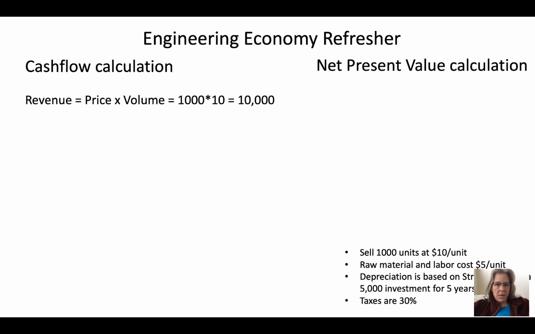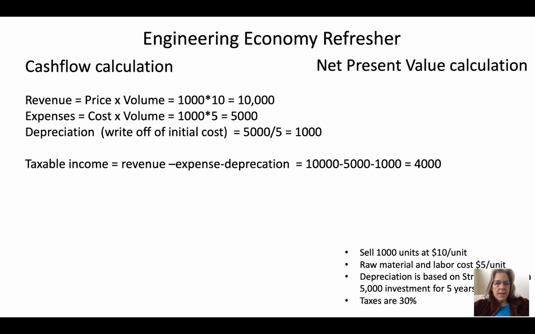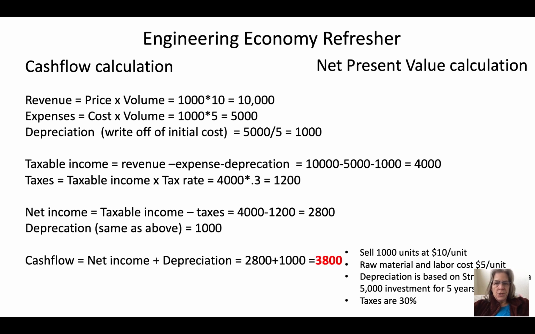Revenue is equal to price times volume. Expenses are equal to cost times volume. Depreciation, which is the write-off of the $5,000 over 5 years, is $1,000 per year. Taxable income then is the difference between revenue, expenses, and depreciation. Taxes are going to be 30% of taxable income. Net income is going to be taxable income minus the taxes. And then depreciation, same as above, is added back to get cash flow. So in this case, the cash flow is $3,800 per year on this particular investment.